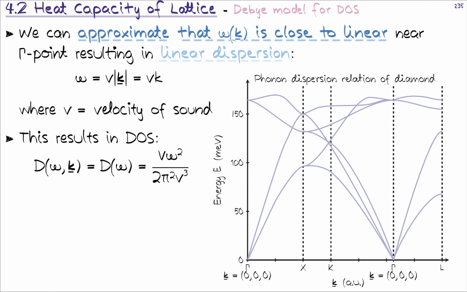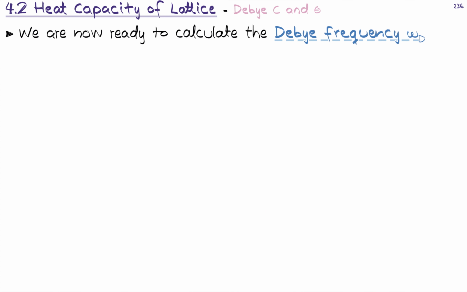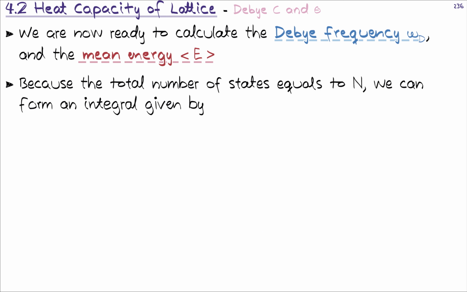And equipped with this, we can now proceed to actually calculate the Debye heat capacity and estimate the Debye frequency also. So let's first calculate the Debye frequency, omega D, then let's calculate the mean energy, and then the heat capacity. Because the total number of states equals N, so it's not N cubed but actually N, we can form an integral and use that integral to find the Debye frequency.